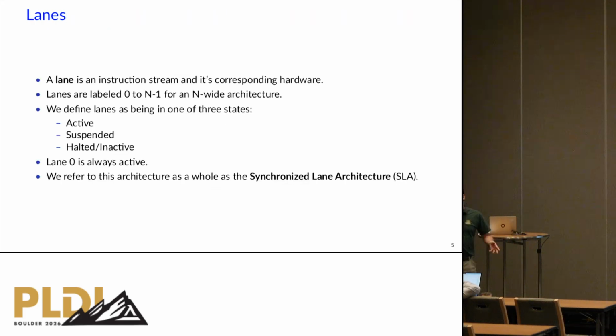So what we're going to do is add a quick piece of terminology here, this idea of a lane. A lane is really just this pseudo-thread coupled with the corresponding hardware that it's going to run.